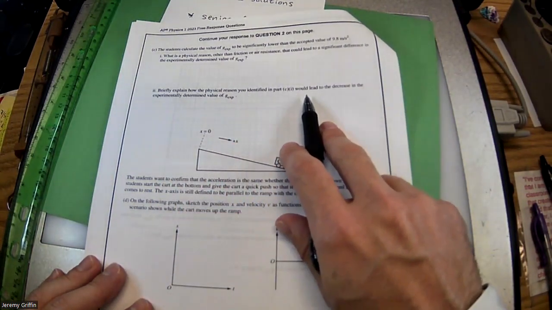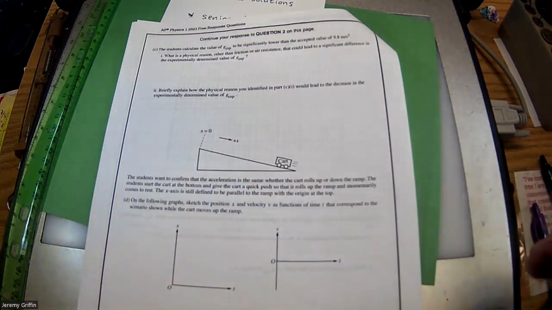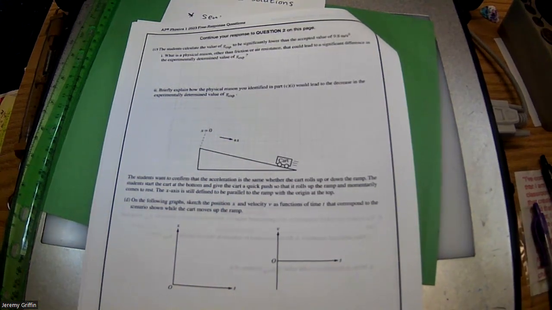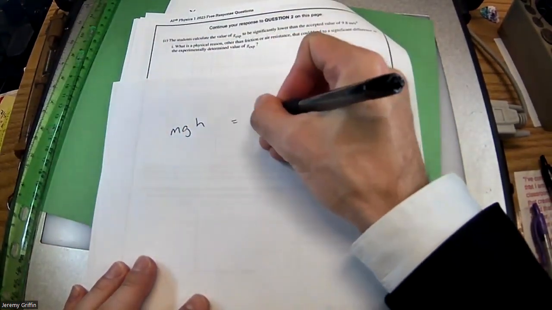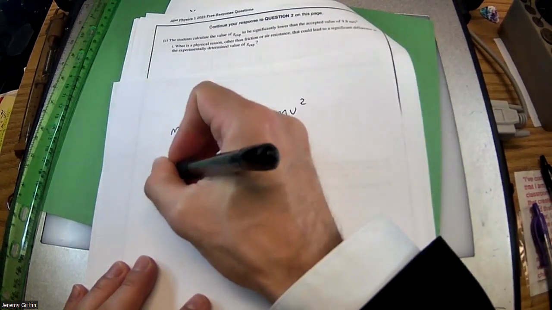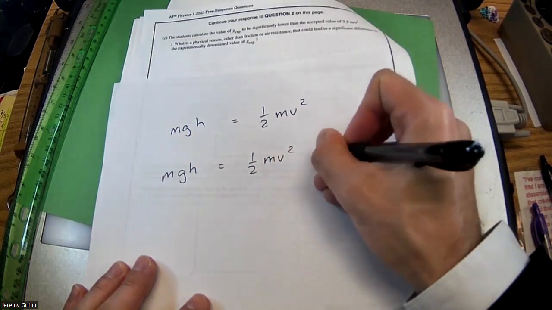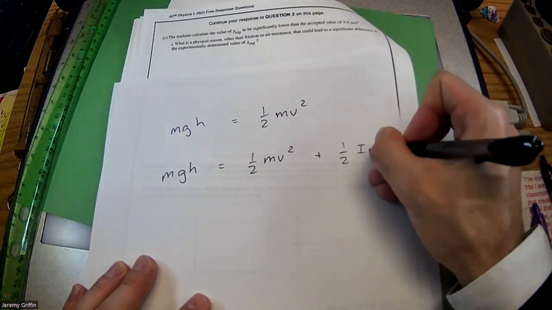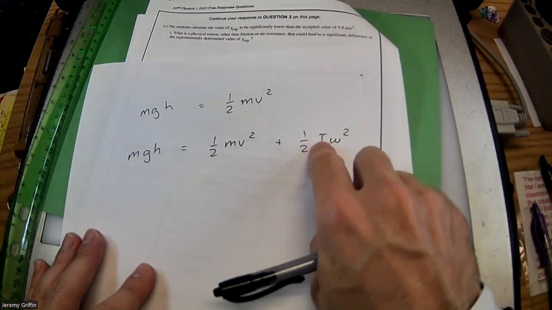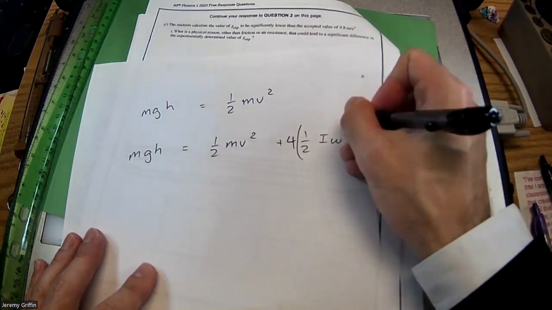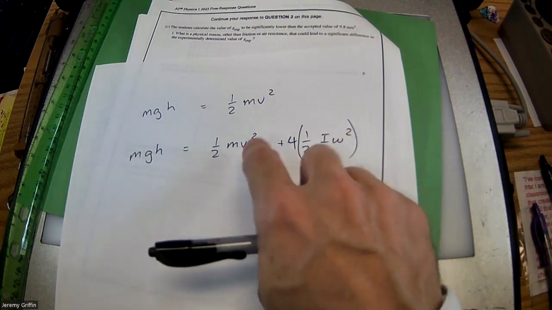Explain how the physical reason you identified in part C1 would lead to a decreased experimental value. Because the full conservation of energy equation would now not look like mgh equals 1/2 mv squared. It would look something more like this: mgh equals 1/2 mv squared plus 1/2 I omega squared. And if this was for each individual wheel, you could say there'd be 4 wheels and it'd be something like this. Then this v would be less.